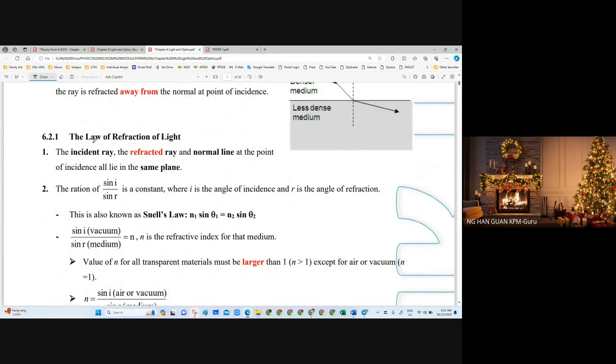This is not introduced in your textbook. The law of refraction of light doesn't introduce the refractive index. Under the law of refraction of light, it only tells you that sin i over sin r is always a constant. It doesn't tell you what this constant value is.